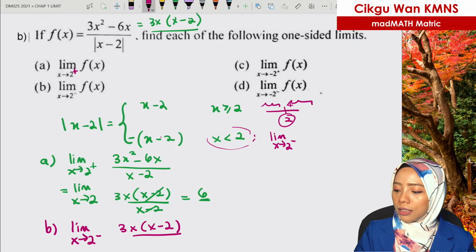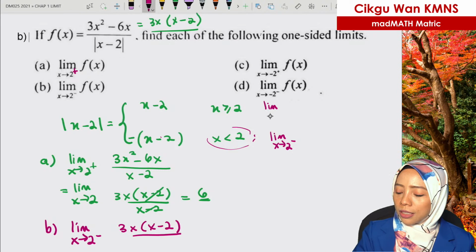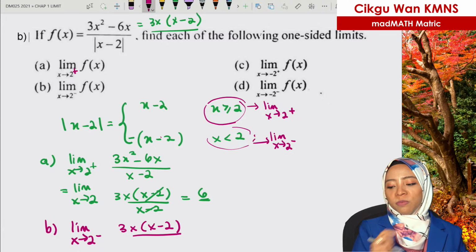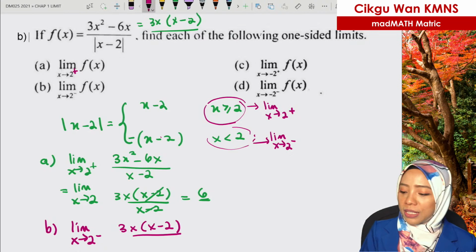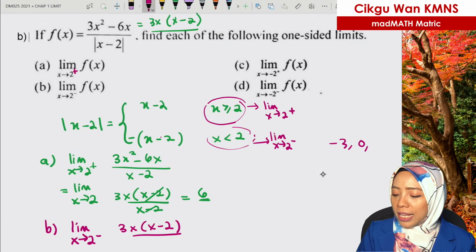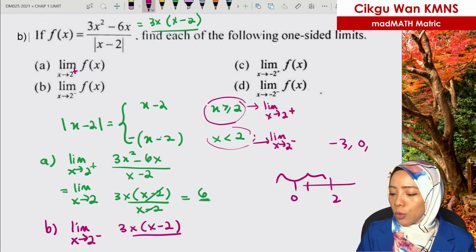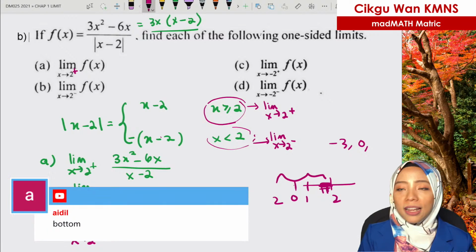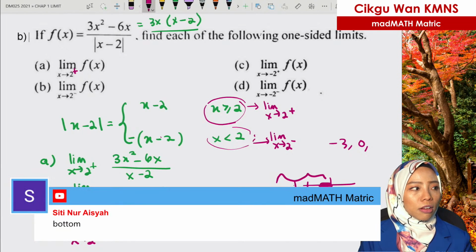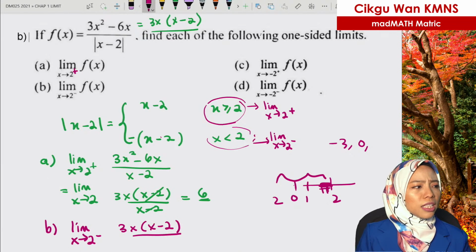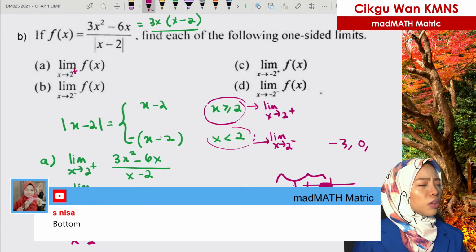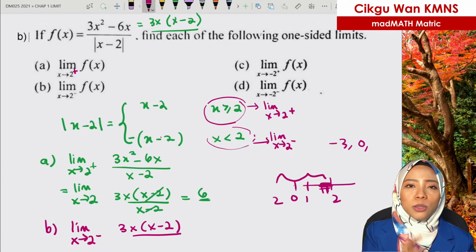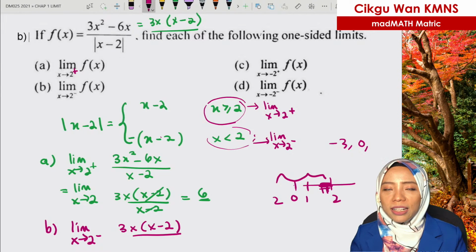This one is limit x approaching 2 from the right. The x less than 2 is not only limit x approaching 2 from the left. It can be negative 3, 0, 5, because this is the number line, with 2 on it: 0, 1, 2. But if the limit is 2 from the left, the values approaching 2 from the left are located around here. Understand? Okay, very good. At least tonight everyone understands whether to take top or bottom. That is what you learn with limit x approaching 2 from the right and from the left.